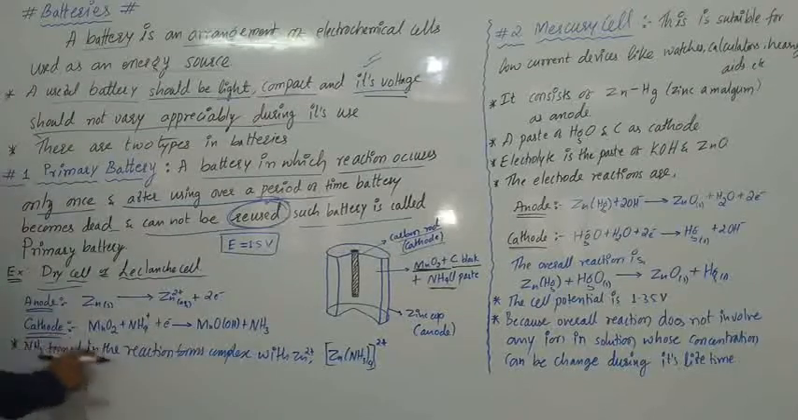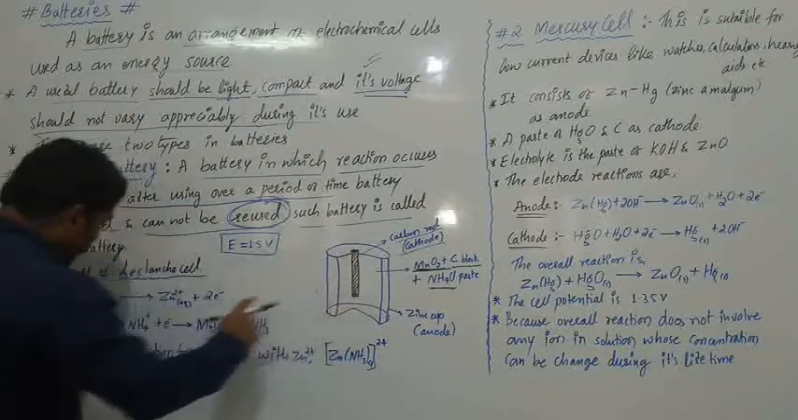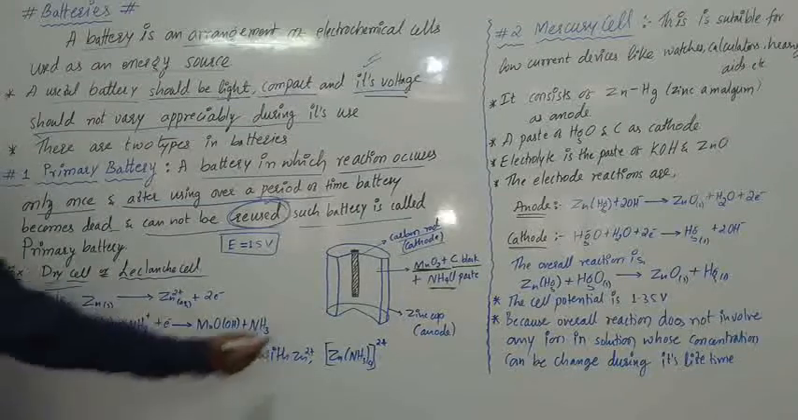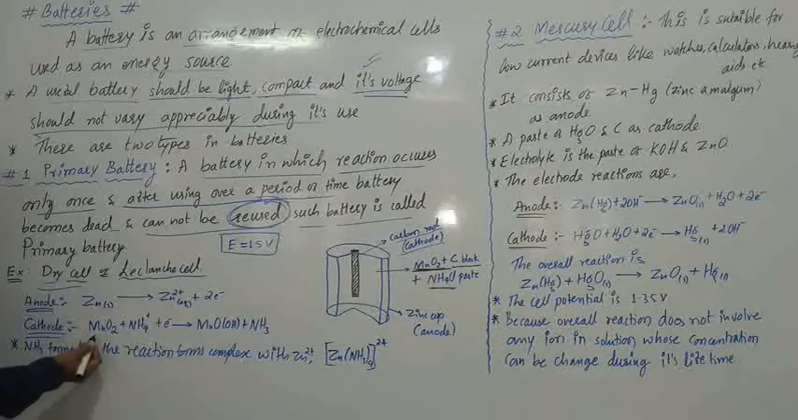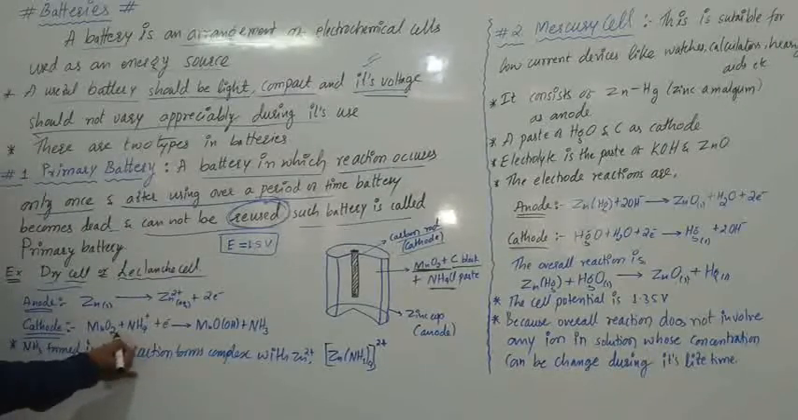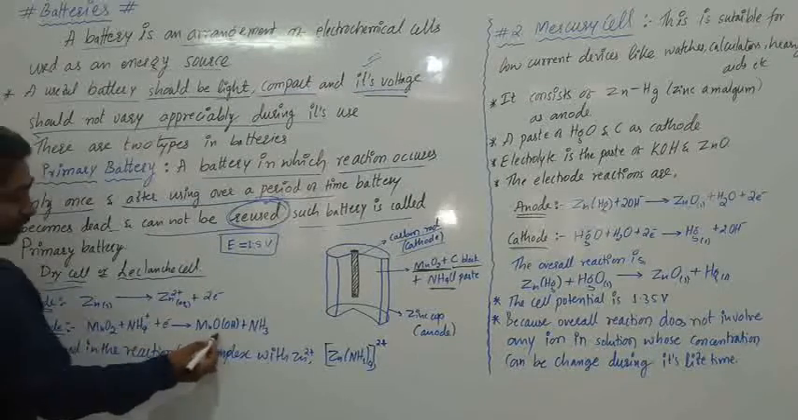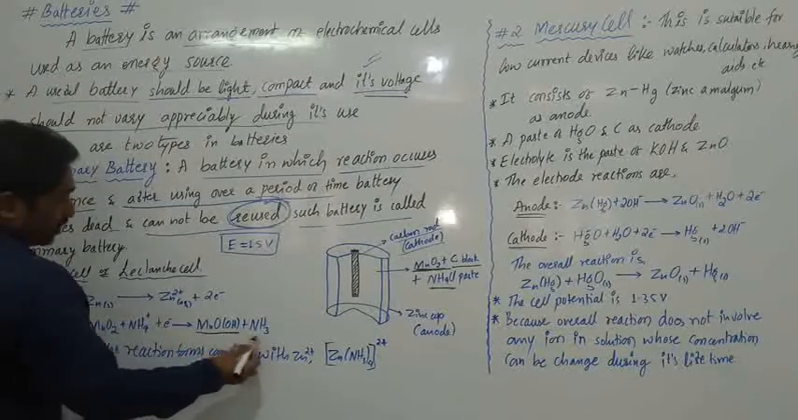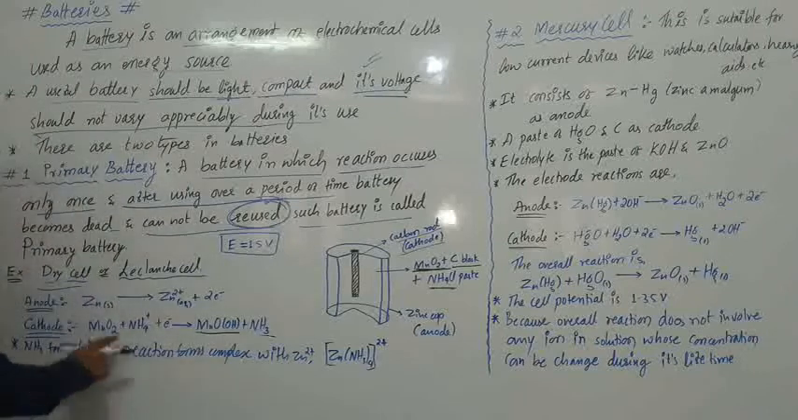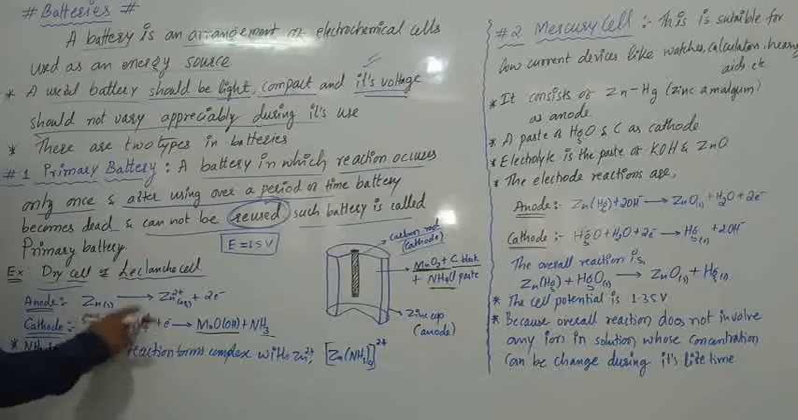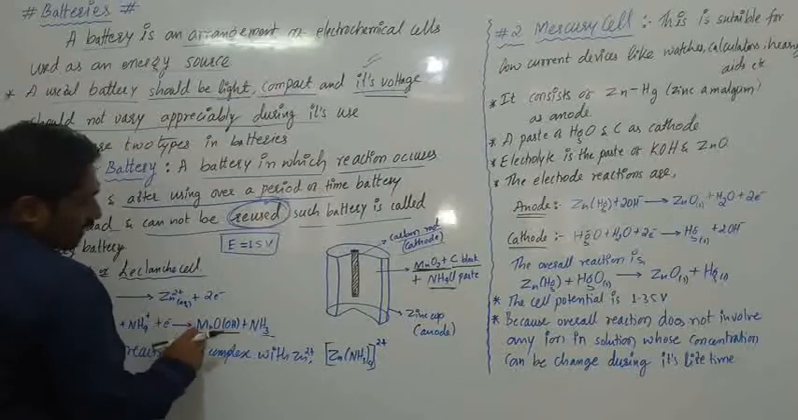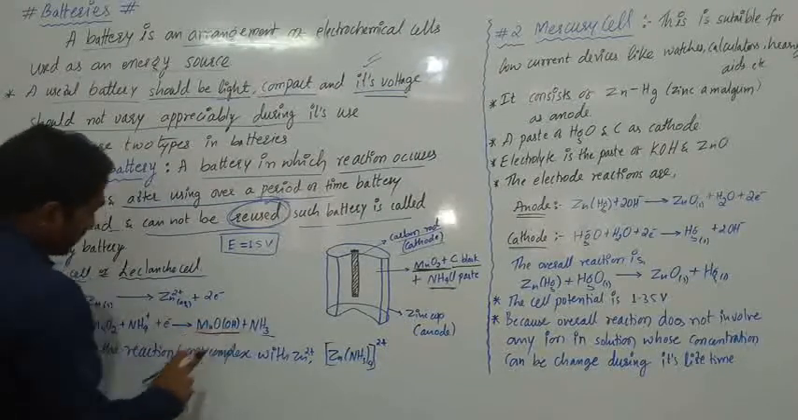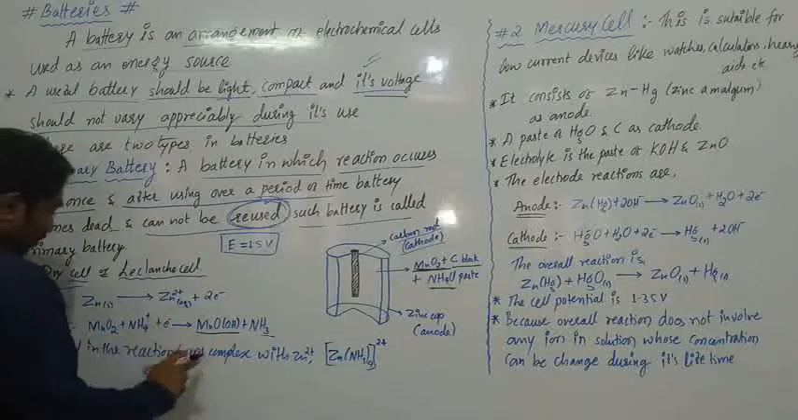And at the cathode, this graphite is our cathode. At the cathode, the electrolyte undergoes reduction. MnO2 and NH4+ undergo reduction to give MnOOH and ammonia. Here NH4+ is reduced to give ammonia, and this is manganese oxyhydroxide. This manganese oxyhydroxide is also formed here.